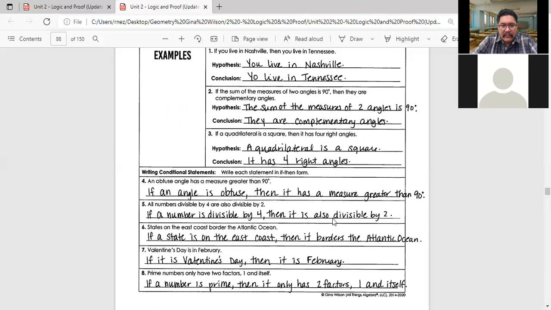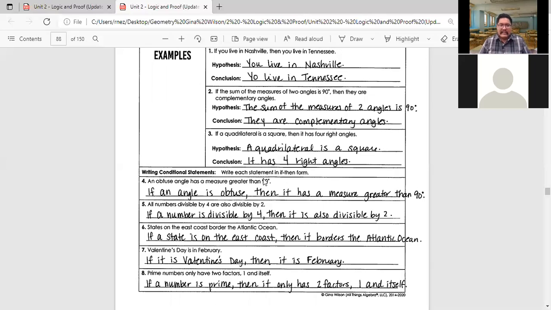All right, so let's go ahead and move on a little bit more down. Writing conditional statements: write each statement in if-then form. An obtuse angle has a measure greater than 90 degrees.